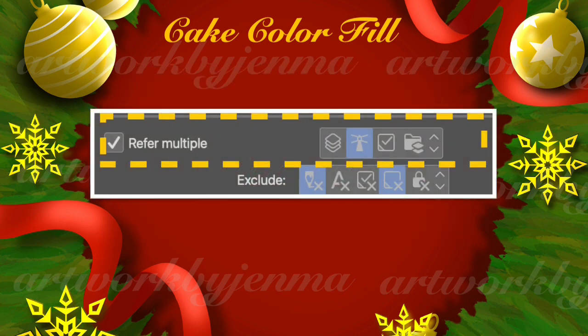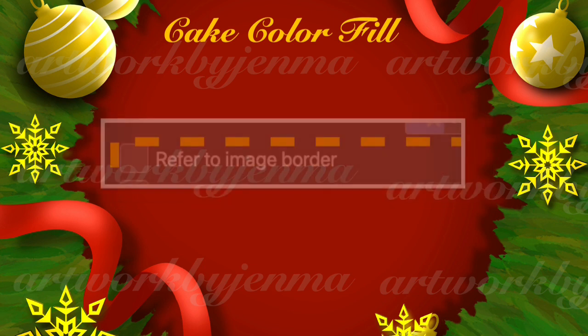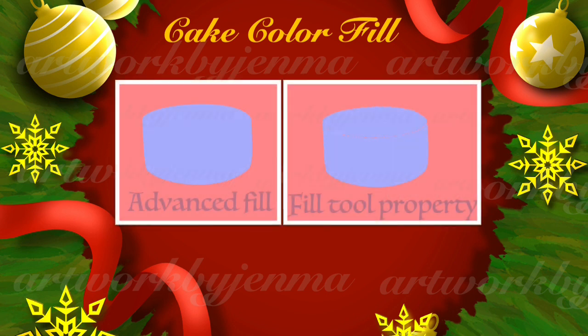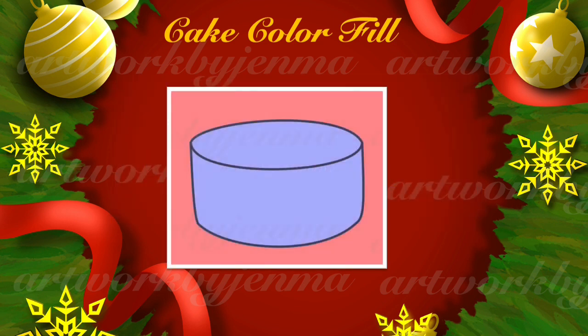Beside the refer multiple, click the tower-like icon. The tower-like icon signifies the reference layer. Exclude the necessary. Uncheck the checkbox of the Refer to Image border. Click OK if you're done. Here are the images to compare the output using Advanced Fill and the Fill tool property without the cake outline. Here is the image of the cake with color fill and outline.